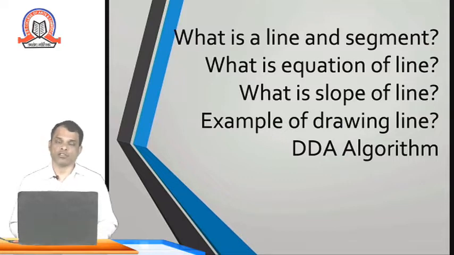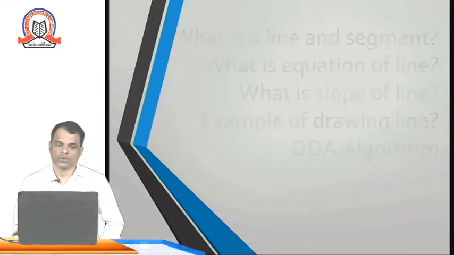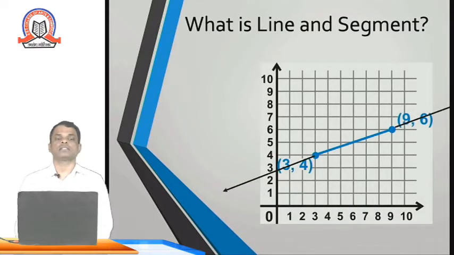So before we actually start with the DDA algorithm, we should understand what is meant by a line, what is meant by a segment, what are the equations of the line, what is the slope of the line, and we will see some line drawing examples. So let's start with what is a line and a segment.